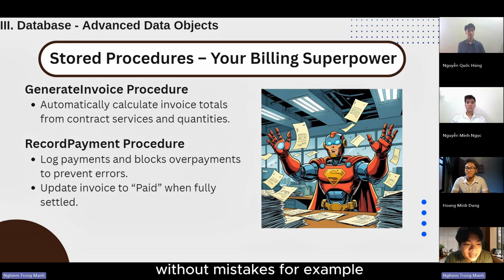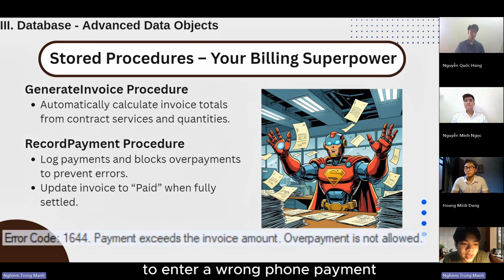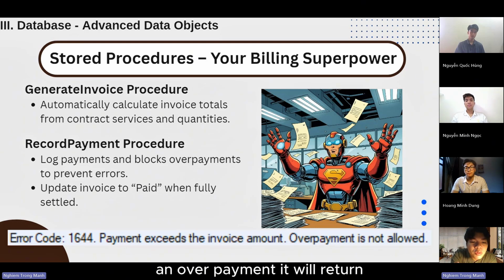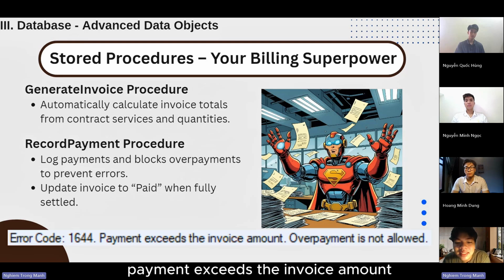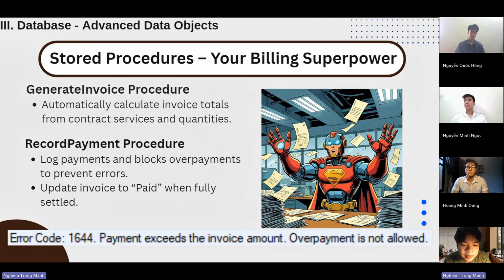smoothly without mistakes. For example, when a user tries to use the record payment procedure to enter a wrongful payment, an overpayment, it will return: payment exceeds the invoice amount and overpayment is not allowed.